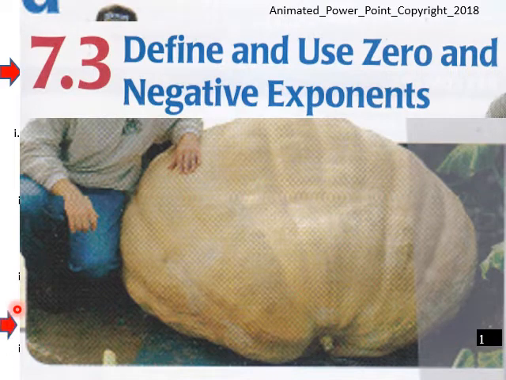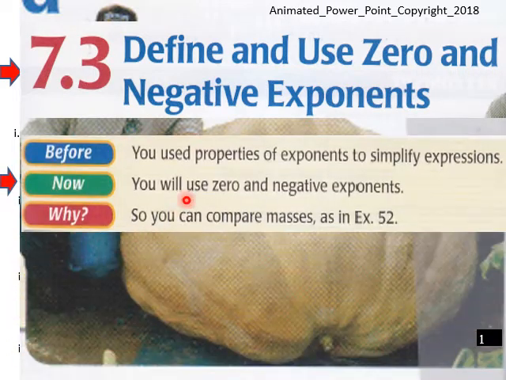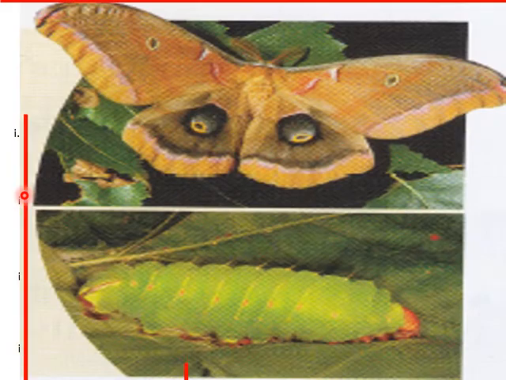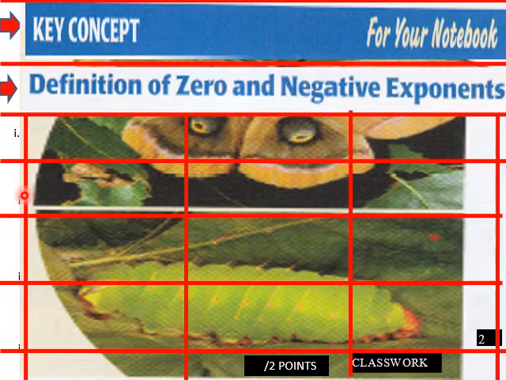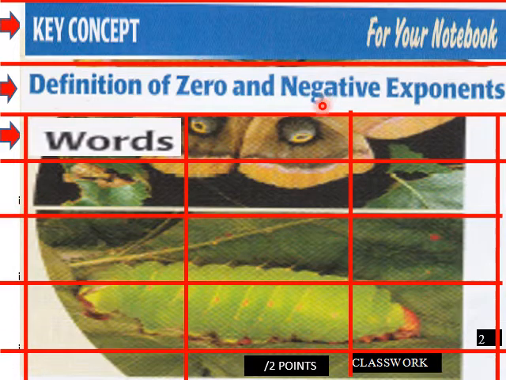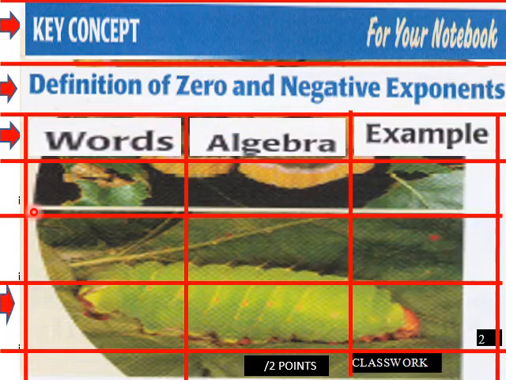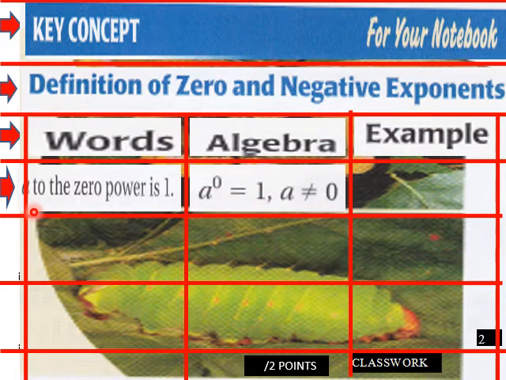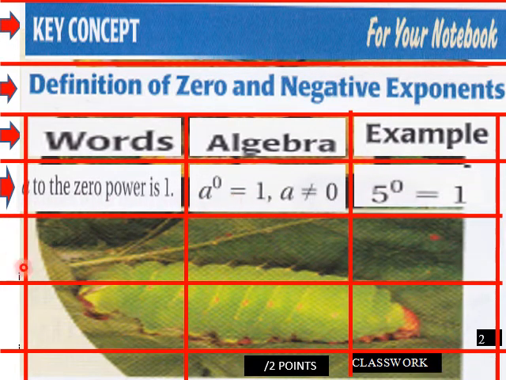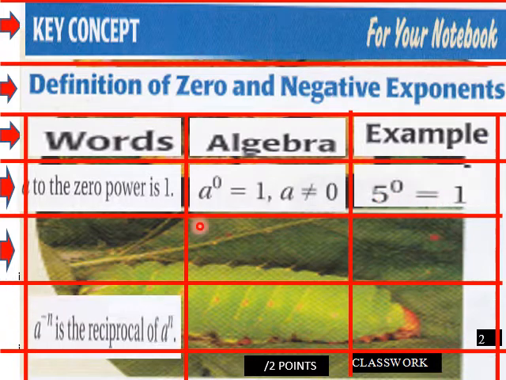Okay, going into our lesson 7.3, define and use zero and negative exponents. You use properties of exponents to simplify expressions. You will use zero exponents. So a key concept here, the definition of zero and negative exponents: words, algebra, example. A to the 0 power is 1. A to the 0 is 1, 5 to the 0 power is 1.